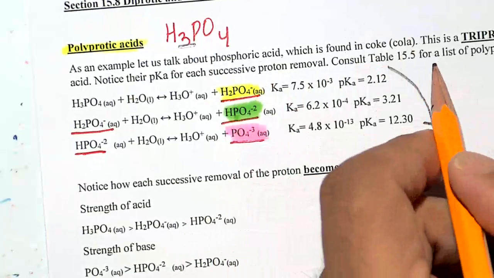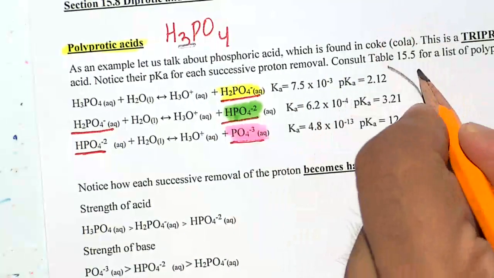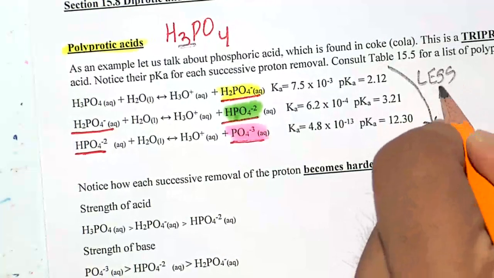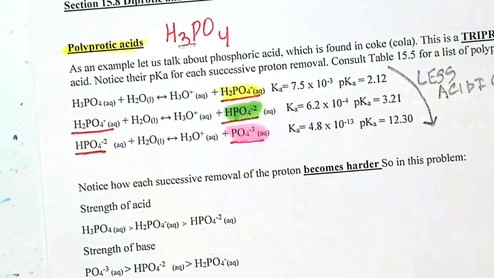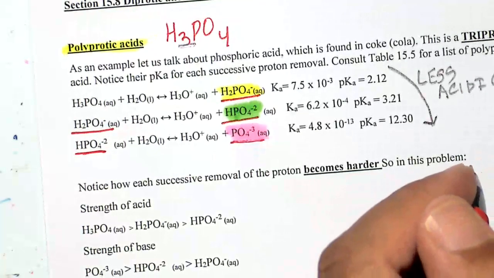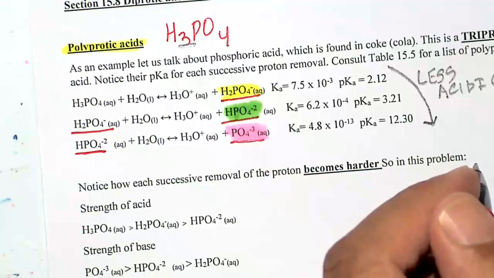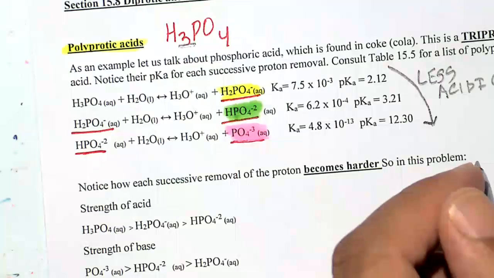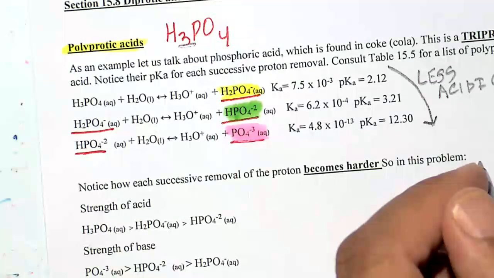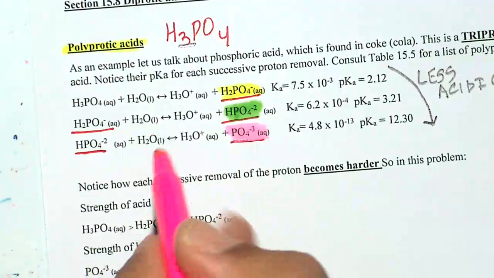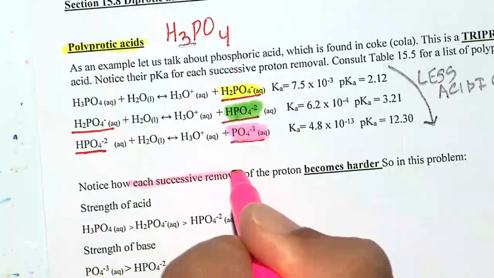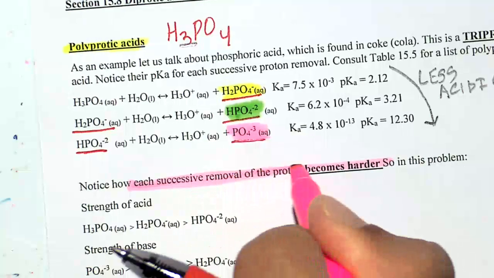So you notice that this is becoming less and less acidic. And this is the trend, this is the theme. The first proton comes off easy. The second proton comes off not so easy. And the third proton doesn't come off at all. So subsequent protons are less and less acidic. Each successive proton removal becomes harder.